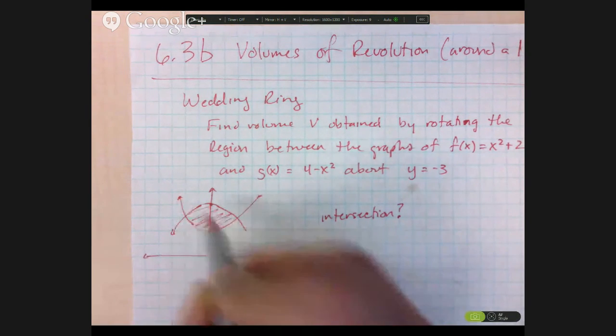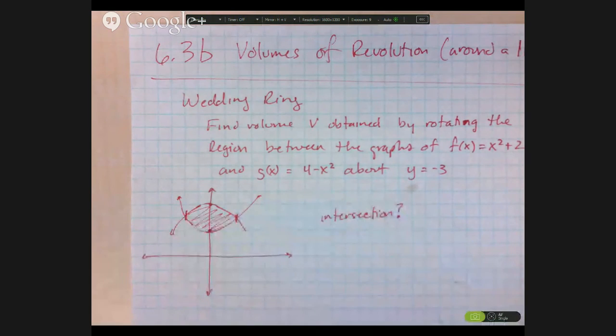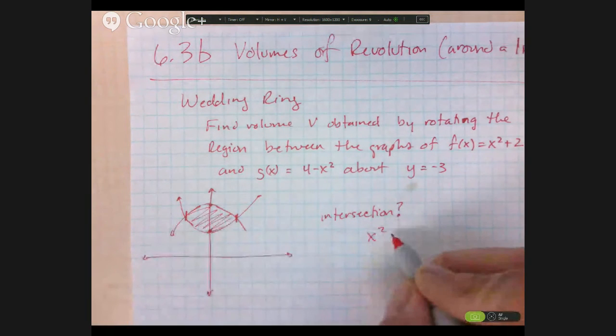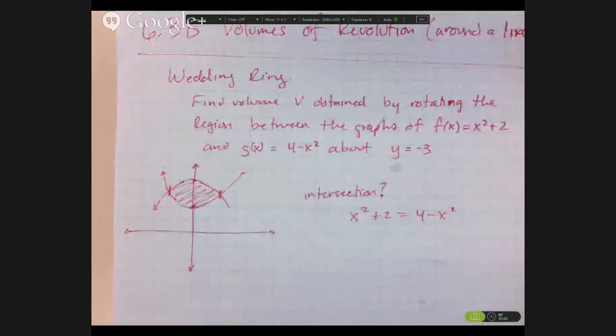Okay, so we're looking for that right there, and we need to know what these points are, right? So set them equal to each other and solve it. First one done gets a candy bar.